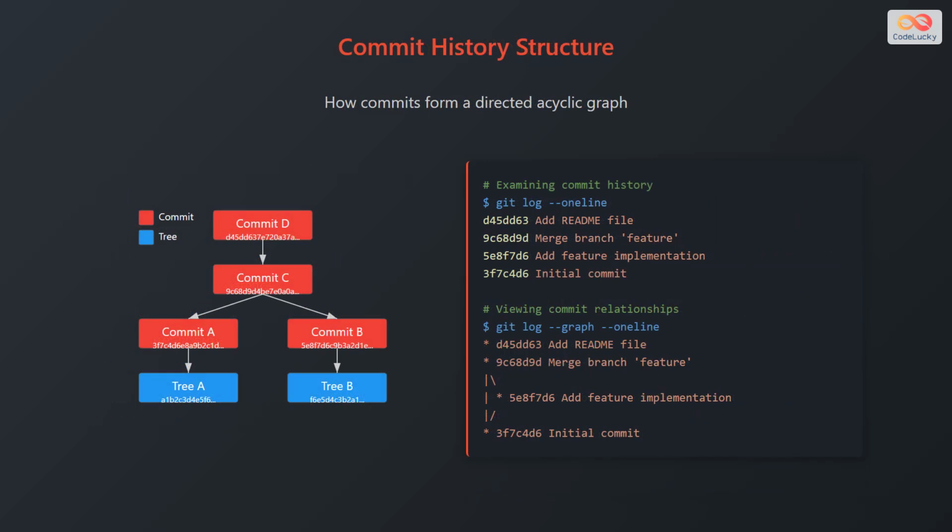Commits are organized into a directed acyclic graph, showing the history of your project. Each commit points to its parent or parents, tracing back to the initial commit. Examining the commit history can be done using the command git log --oneline. This shows a concise log of commits. To visualize the relationships between commits, use the command git log --graph --oneline. This displays a graph of the commit history, illustrating branches and merges.